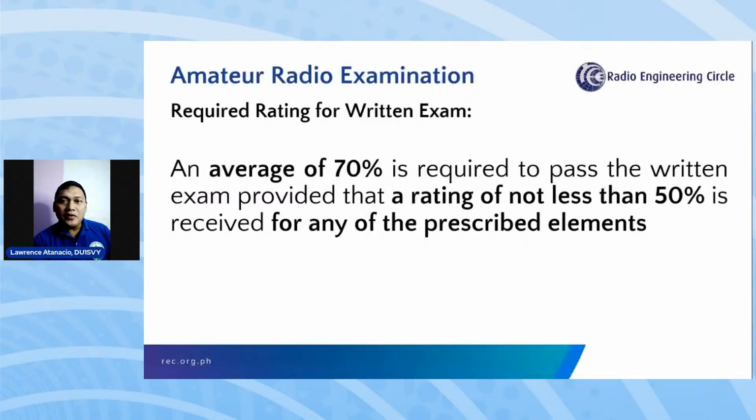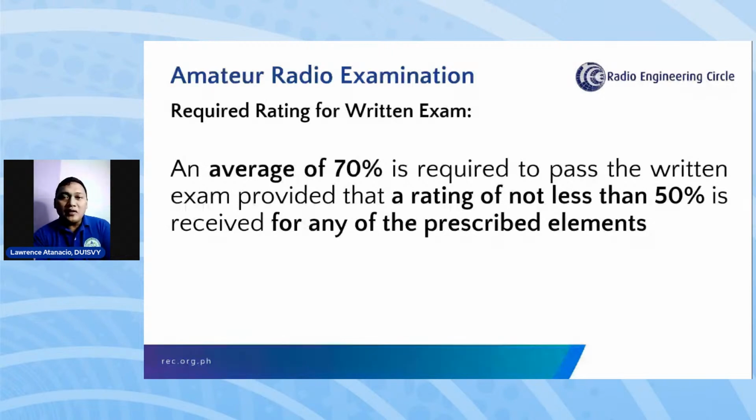Okay, amateur radio examination required rating for the written exam. An average of 70% is required to pass the written exam, provided that a rating of not less than 50% is received for any of the prescribed elements. So kailangan daw ay maka 70% po in order to pass, for example, the Class C examination.